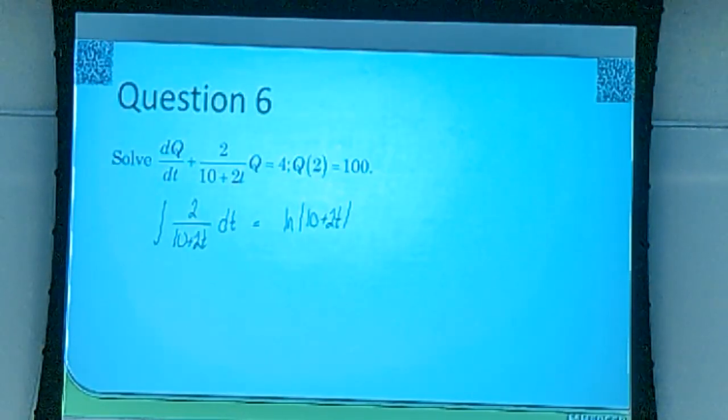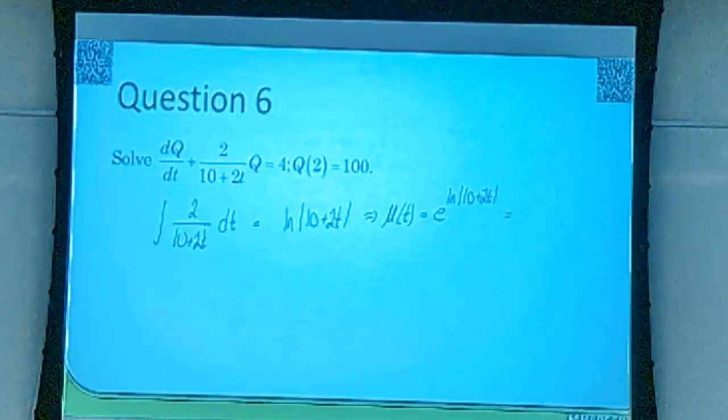You have to use u sub first. u is 10 plus 2t, what's du? 2 dt. So that 2 just disappears. That means our integrating factor is that which simplifies to what? Close. It's not 10 plus 2t.